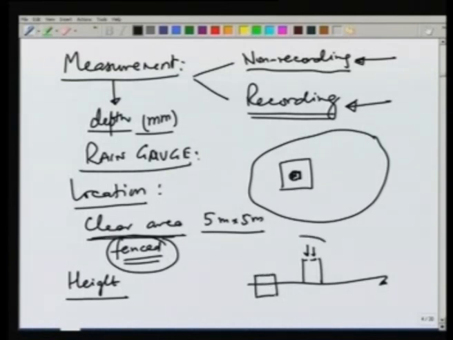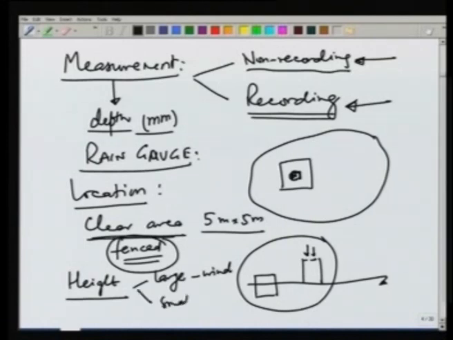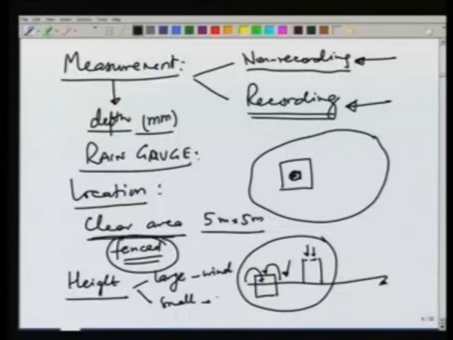So, this height has to be decided based on various considerations. For example, if the height is very large, then wind will affect the measurement. If it is very small, then there are chances that there will be some splashing. So, raindrops falling here may cause some splashing into the rain gauge, and whatever data we record here may not be correct. So, a small height may lead to splashes or flooding.